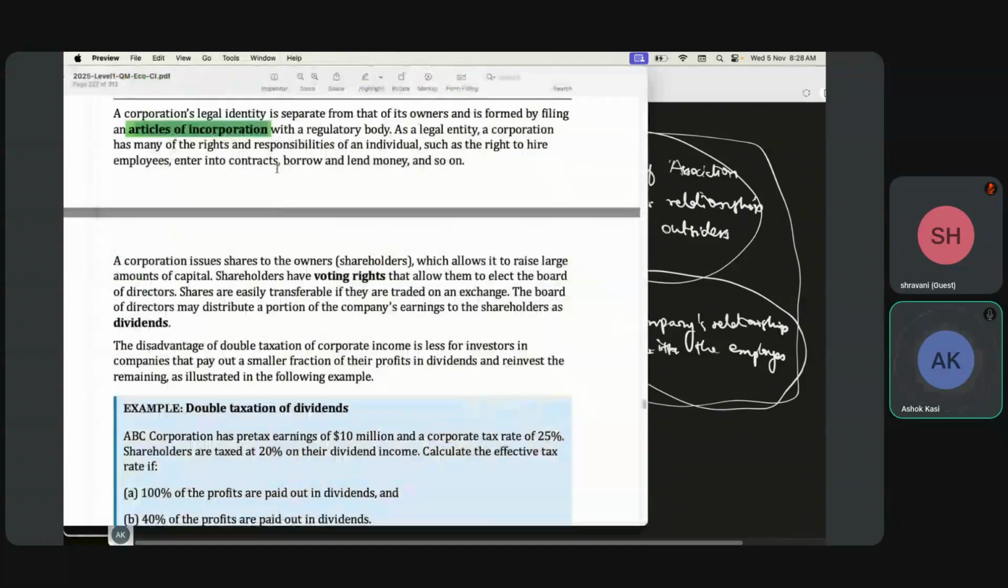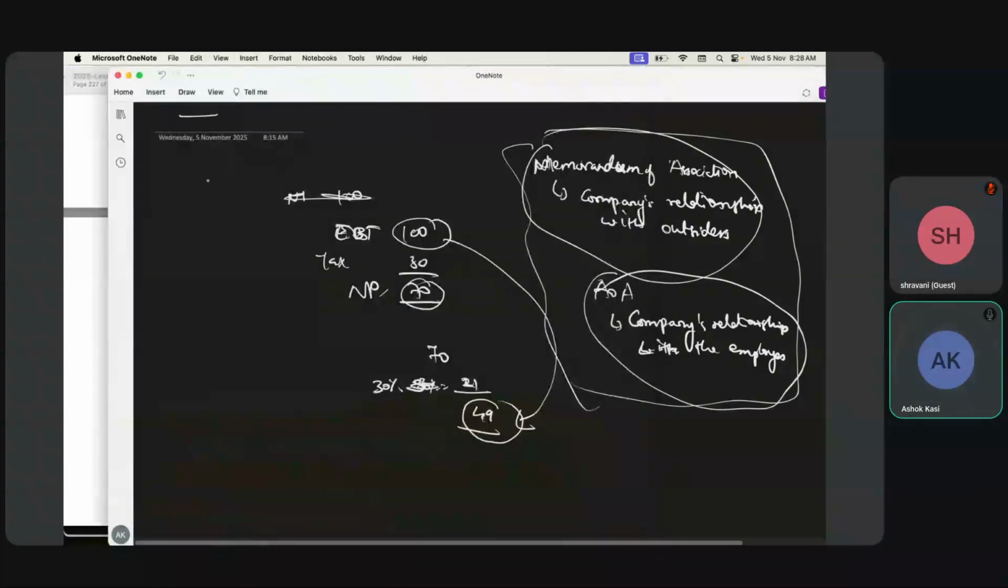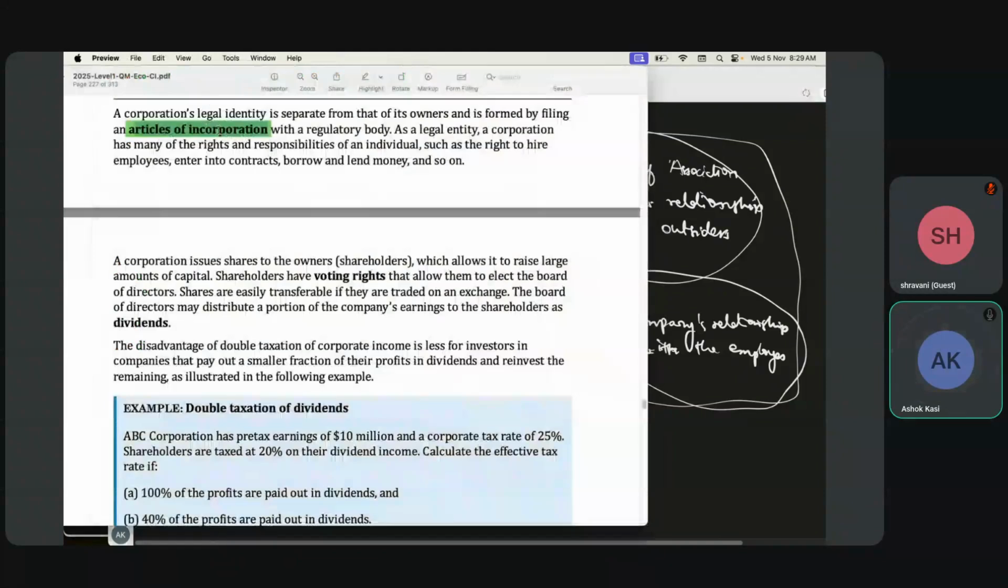This is articles of incorporation. That means when the company was incorporated, it's like articles of incorporation. You can even call that the birth certificate. So it will have details about when that company was incorporated, at which address it was incorporated, what is the complete name of the company, such details. So you can think of this as the birth certificate of the company.